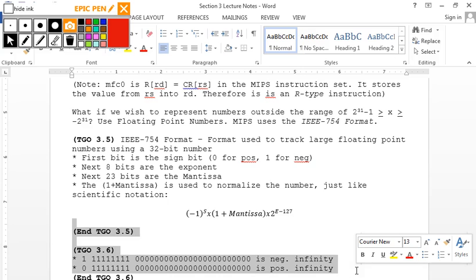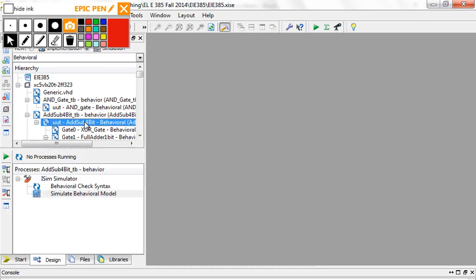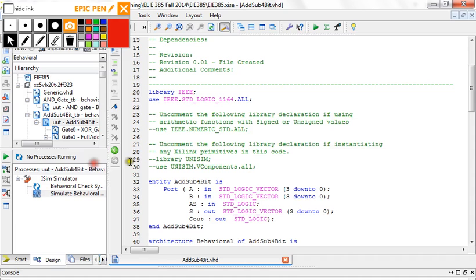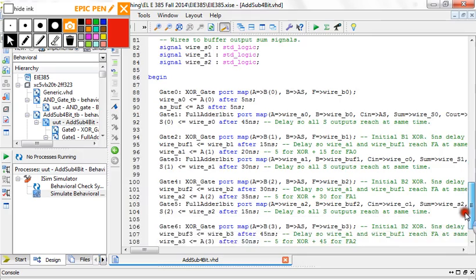So before we head out, I want to show you an example here. I've designed a 4-bit adder, and I've based this design off of a 1-bit adder, which we'll be going over next class, as well as XOR gates. And this is my VHDL design, and my test bench.